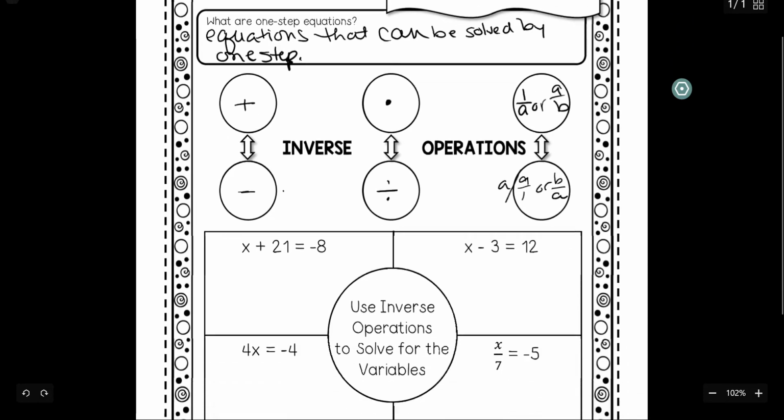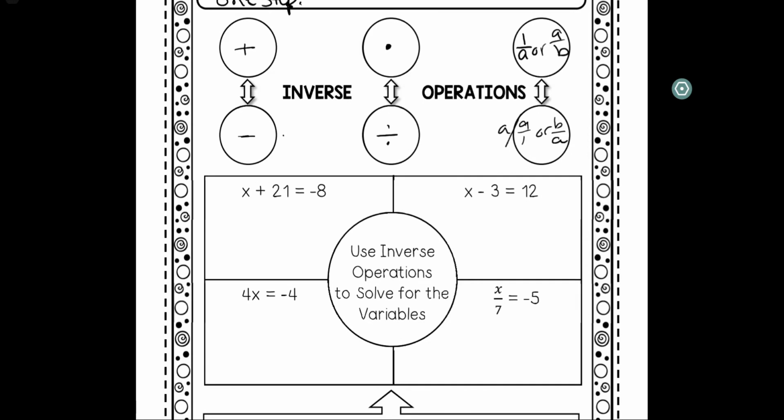So if we look at our first one, x plus 21 is equal to negative 8. So we draw our line through our equal sign because they have to be balanced. So whatever you do to the left side, you've got to do to the right side. So in this case, we want to do the inverse of addition. So it's going to be subtract 21 from both sides. This cancels. X is equal to, well, now they're negative 8 and negative 21. They're both the same sign, so we're going to add them together and keep our sign of negative 29.